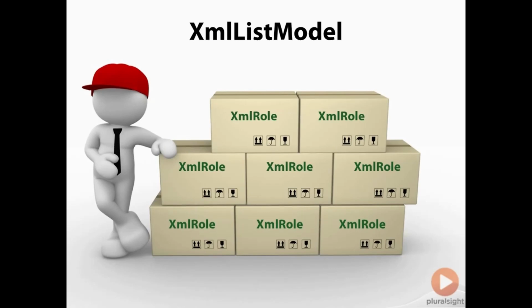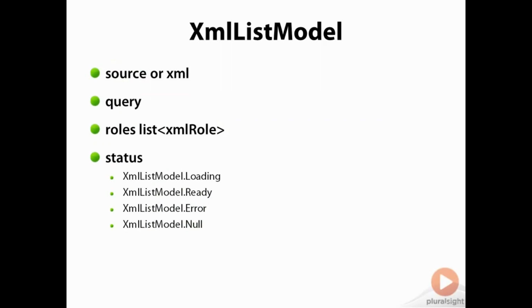We need to talk a little about the other properties of the XML list model, and then we'll talk about the roles. There are more properties than this for the XML list model, but these are the ones I think you need to know about. First is the source and the XML properties. These two are an either-or relationship. If you specify them both, the XML property will take precedence. The XML property can hold some static XML.